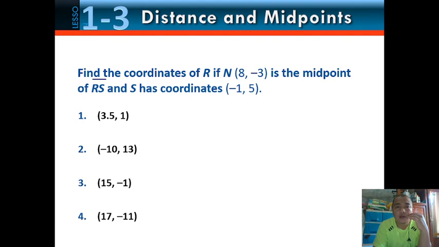Find the coordinates of R if N, 8, negative 3, is the midpoint of RS and S has the coordinates negative 1, 5. We have here 4 choices, 5 seconds. Answer is number 4, 17, negative 11. 8 times 2, 16, minus negative 1, or 16 plus 1, 17. Negative 3 times 2 is negative 6, minus 5, negative 11.